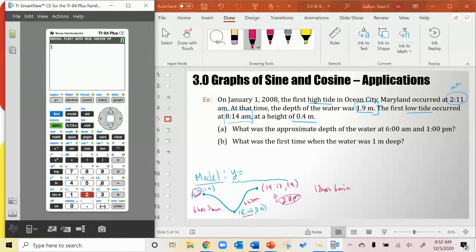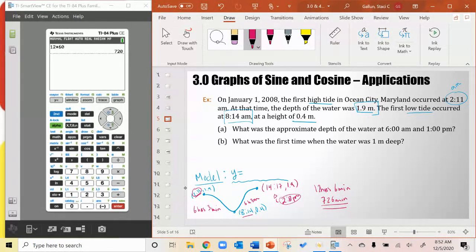minutes, right? So I'm going to take 12 times 60. So I get 726 minutes is going to be my period. That's how long it takes to go from high tide back to high tide. So I'm working in minutes. And so I'll write that up here because I think that's a pretty important piece of information.